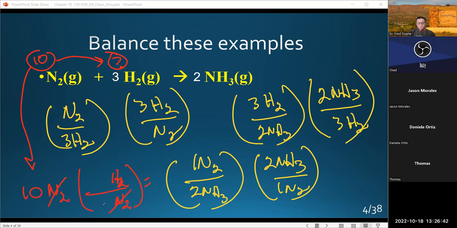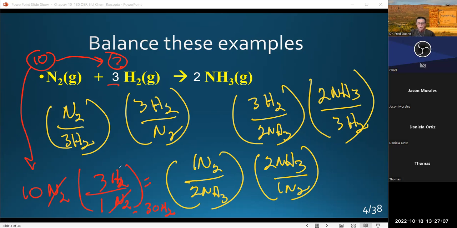Okay. And now the ratio is the coefficient here. So it's a 3 to 1. So now if I start off with 10 nitrogens, I'm going to need 30 hydrogens for that reaction to proceed to maintain that 1 to 3 ratio. Okay. And that's how we're going to utilize this.